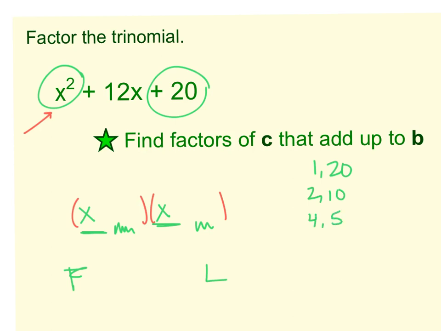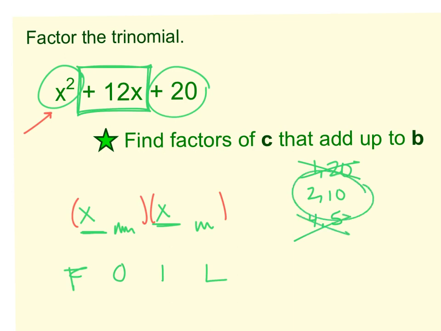So how do we know which factor pair it's going to be? That's where we have to make sure that the outside and the inside terms of FOILing will add up to give us a 12x. So of those factor pairs, do any of those add up to 12? 1 plus 20 is 21, 4 plus 5 is 9, but 2 plus 10 is 12. So we're going to say plus 2 and plus 10.